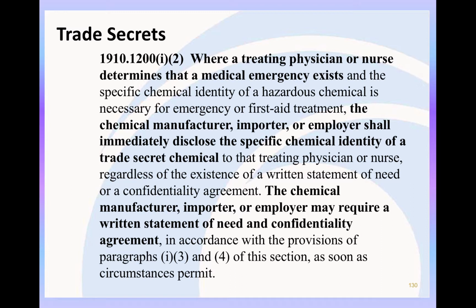The chemical manufacturer, importer, or employer may require a written statement of need and confidentiality agreement in accordance with this provision of this section as soon as the circumstances permit. In other words, the person who knows the chemical identity and the chemical composition of what's considered a trade secret has to disclose it in the case of emergency, regardless of having a statement of confidentiality. However, once the emergency is over, the employer may require a statement of confidentiality.